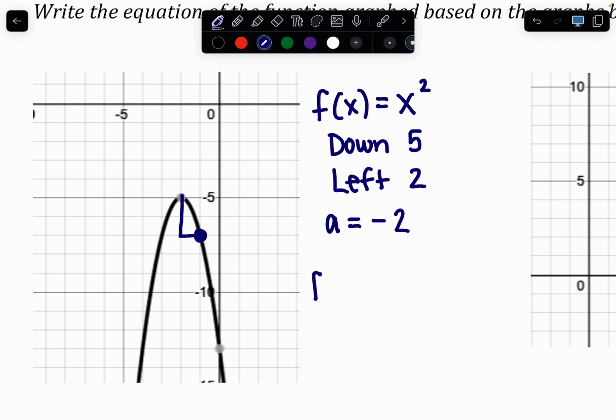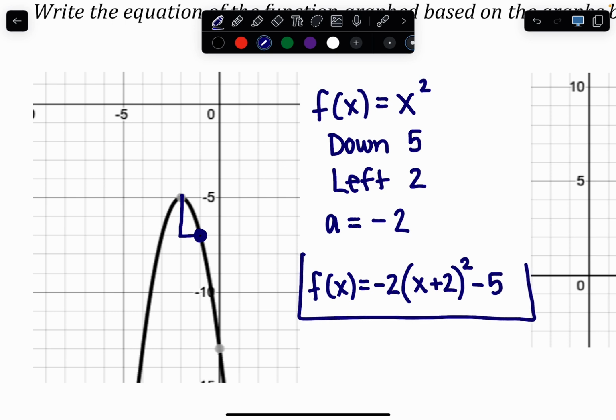So our function f of x equals our a value of -2 times the quantity. Okay, left 2. Is that going to be a negative or a positive? Positive. So x plus 2, quantity squared. And then down 5, is that going to be positive or negative? Negative. So -5. Any questions?